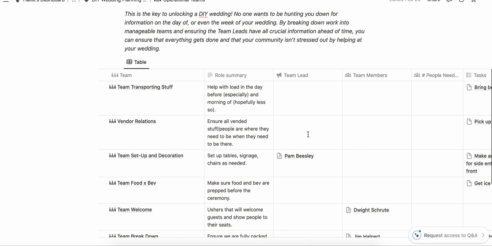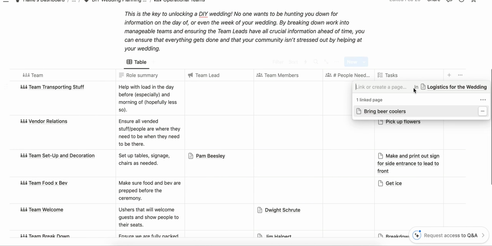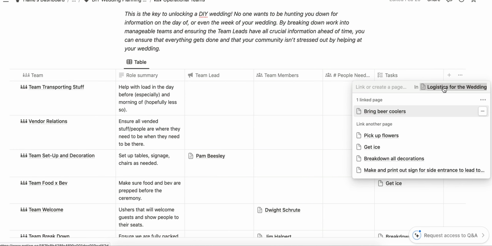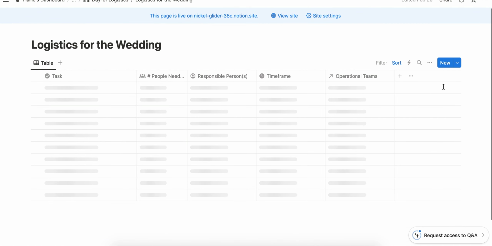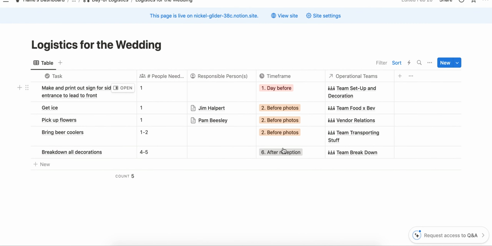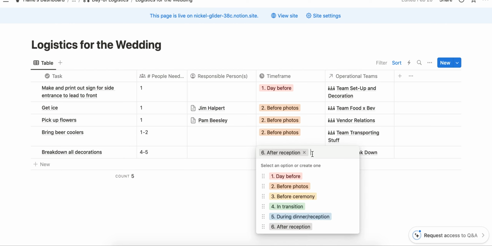I mentioned our day of logistics. This is all connected in as well. And our day of logistics was actually broken out by time frame. I have a couple of different options here. We have day before, and then we did our photos before the ceremony. So we had before photos, before ceremony, the transition from the ceremony to the reception, during the reception, and then after the reception. You can customize these however you want.